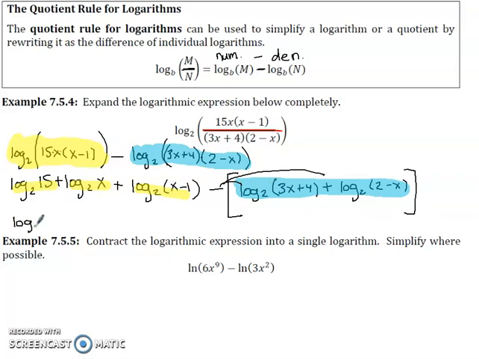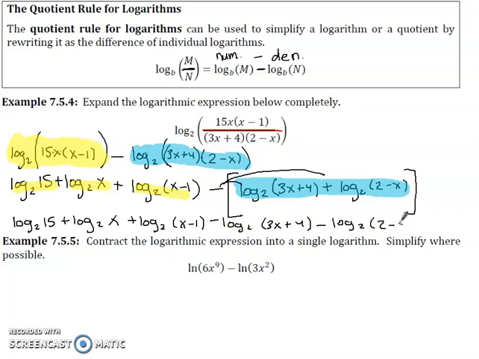So I then have log base 2 of 15 plus log base 2 of x plus log base 2 of x minus 1 minus log base 2 of 3x plus 4 minus log base 2 of 2 minus x. And this, so far, would be as far as we can expand our log.